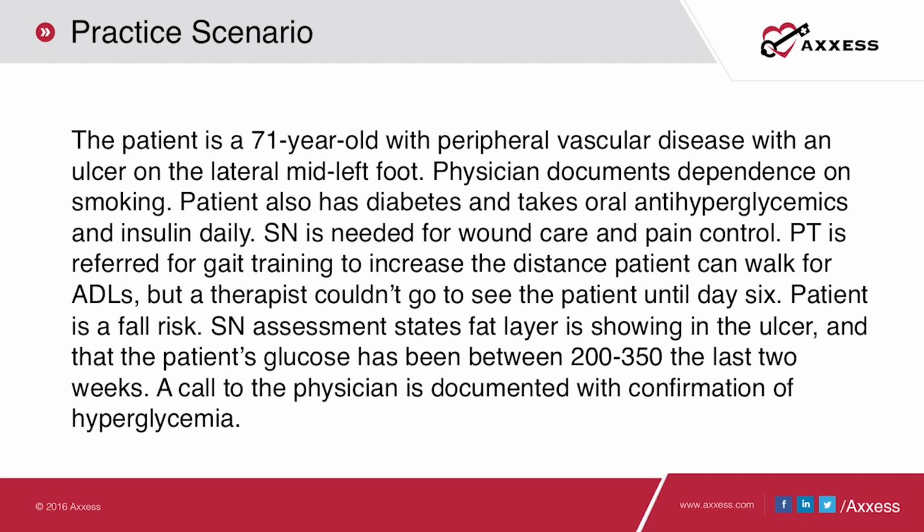A couple of things we want to talk about. PT's referred in for gait training, but they couldn't go until day 6. Remember, you have a 5-day window to gather information from other disciplines and from the physician. If your PT doesn't go out in that 5-day window, you can't use those diagnoses. You can't coordinate that care. So you're going to have to leave that off and just make mention or add a physician's order on day 6 to amend the 485 plan of care and add those diagnoses in, okay?